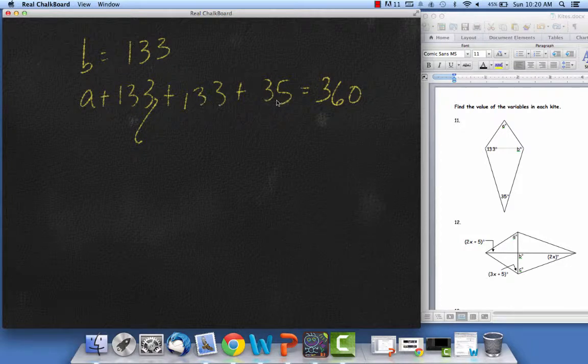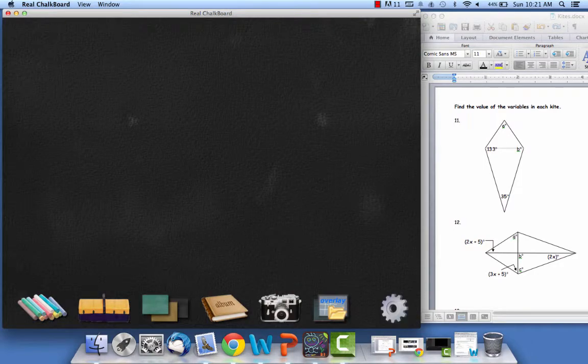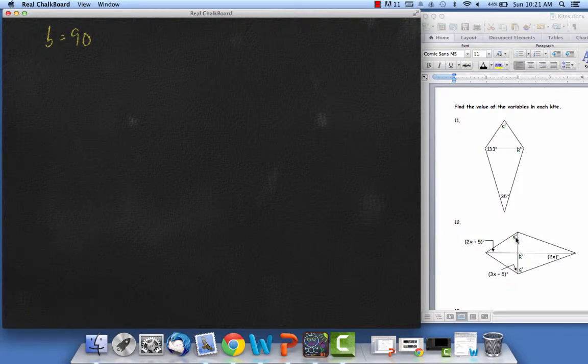So there's 266, 301, A plus 301 is 360. A is 59. Down here, we have one thing for free. B is 90, because it's here. A is 3x plus 5. We can solve for C also in terms of x.